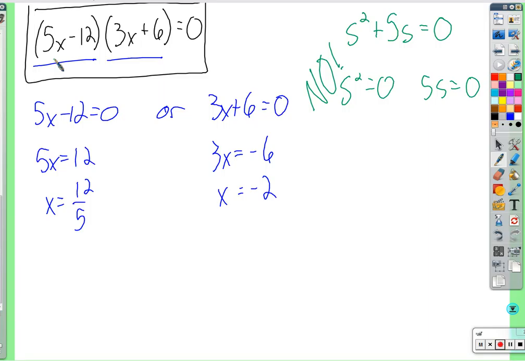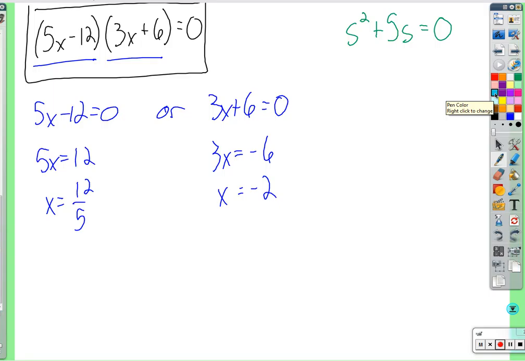In this case, I can guarantee one of them is 0. In this case, I absolutely cannot guarantee that either of these is 0. In fact, it's really unlikely that s could be 0. Okay. Maybe it will be, but I can't just say that. All right. I've got to use a little more logic here.